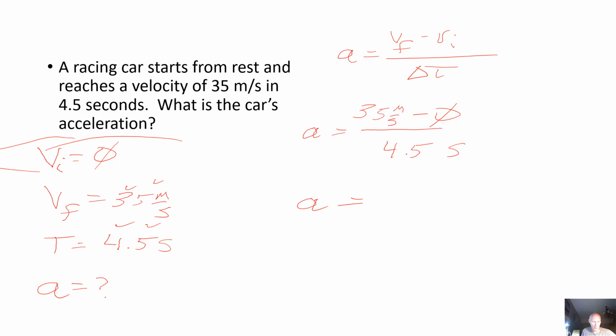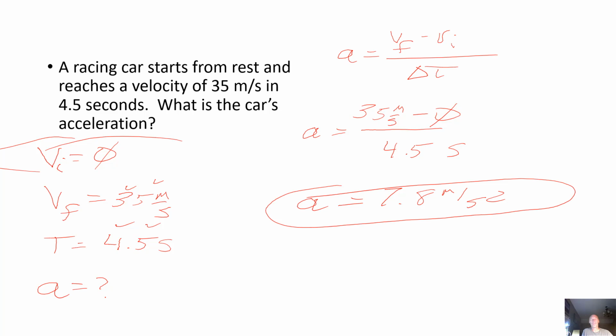Okay, so you should get about 7.8 meters per second squared, which is a pretty high acceleration given that gravity is 9.8. Okay, so there's your final answer with the correct units and sig figs, and that's how you'd work that problem.